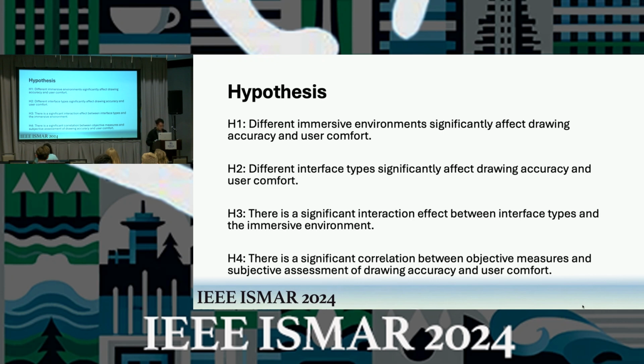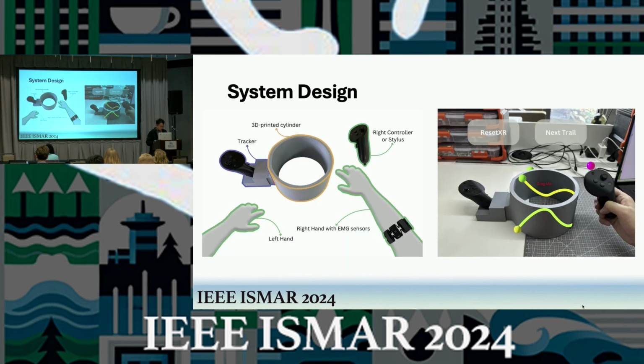We mainly want to explore how environments and interface types could influence the drawing accuracy and user comfort, and whether there is any interaction effect between them. We also want to investigate the correlation between the objective measurement and subjective assessment of drawing accuracy and user comfort. This is our system design.